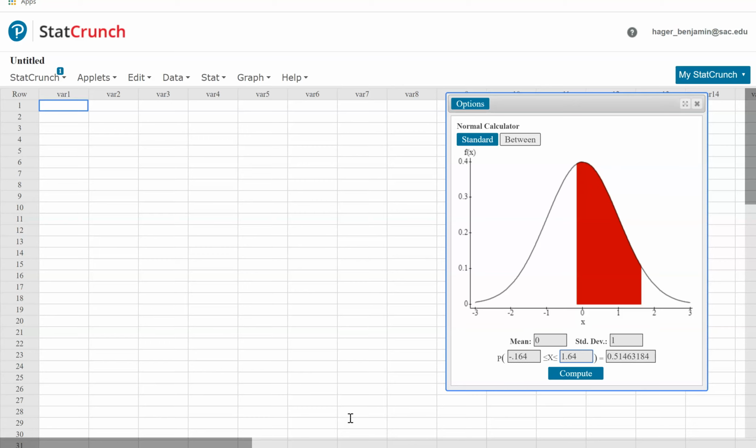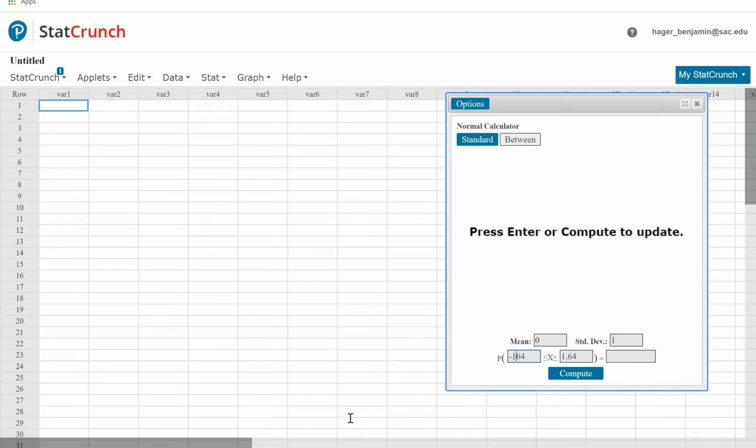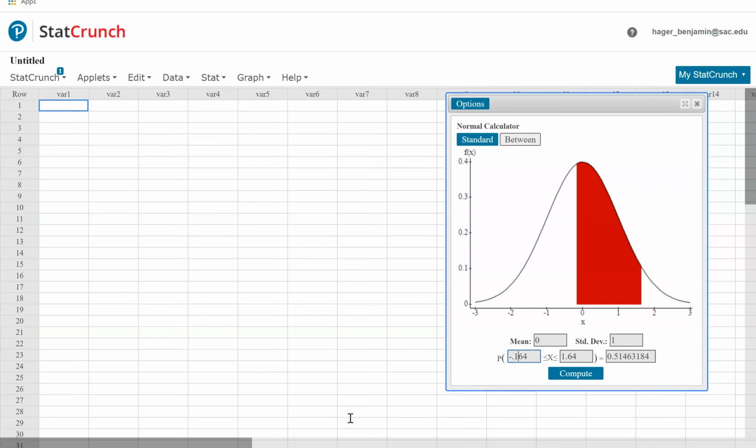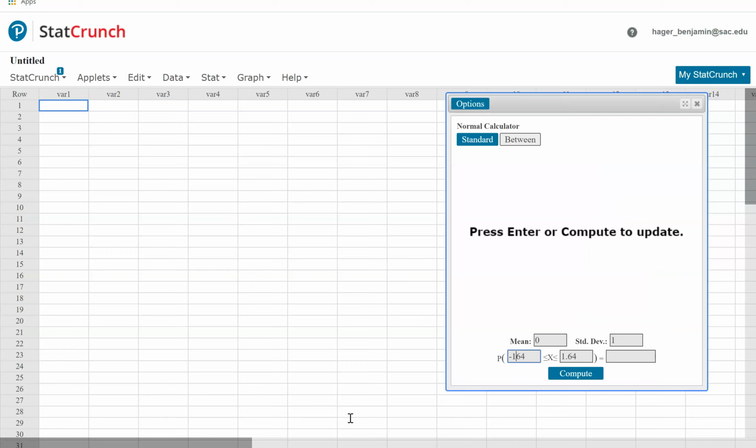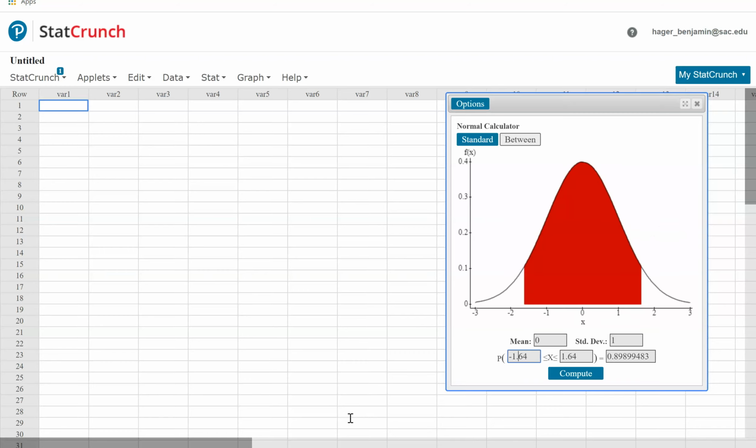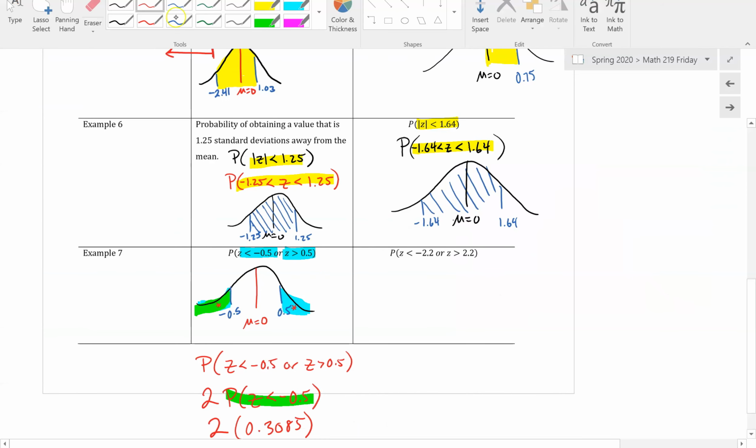Oh, wait a minute. Look at that. I put 0.164. That's wrong. I want 1.64. What caught my eye was the graph. These are supposed to be the same numbers, so the graph should look very symmetric. It doesn't look symmetric. It looks like it's favoring the right side here. So that's what caught my eye. This should be 1.64. Do you notice now it's much more symmetric? It goes equal distance from the mean. That's 0.899. Let's round it to 0.899.